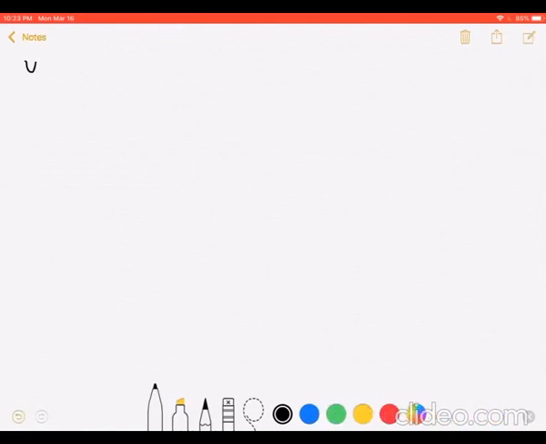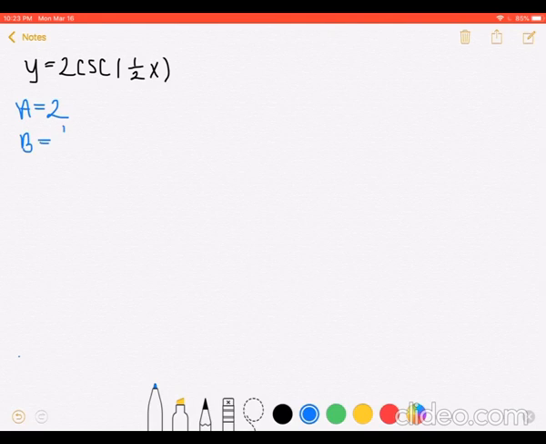We're going to take a look at an example of graphing cosecant and secant using transformations A and B. So here's our first one. We're going to take a look at a cosecant graph with our amplitude of 2 and our B of 1/2. Now we're going to use the same process we used for graphing sine and cosine. We're actually going to use the sine graph, its reciprocal function here, as a guide.